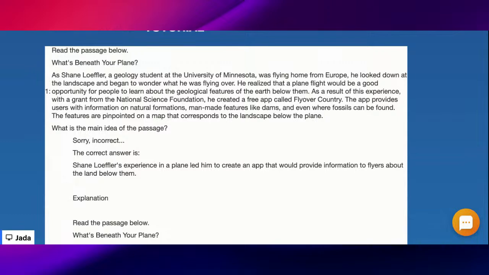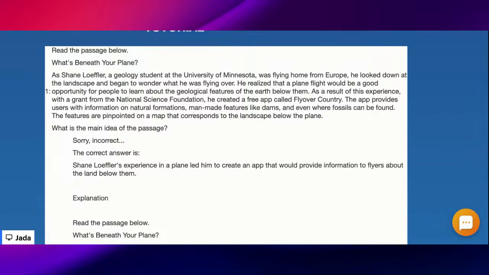As a result of this experience, with a grant from the National Science Foundation, he created a free app called Fly Over Country. The app provides users with information on natural formations, man-made features like dams, and even where fossils can be found. The features are pinpointed on a map that corresponds to the landscape below the plane. So, this is just a basic explanation of the question.